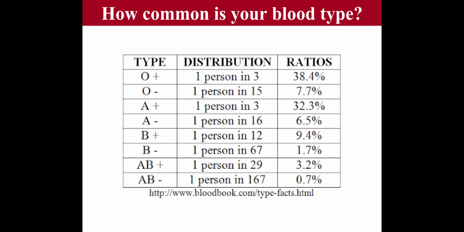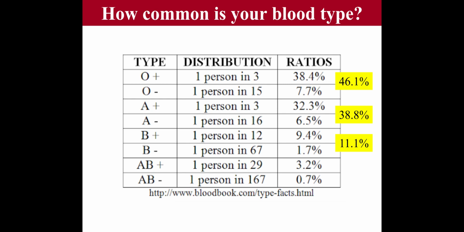So, how common is your blood type? People with type O, about 1 in 3 people are O positive, and 1 in 15 people are O negative. So, type O makes up about 46.1% of the population. A positive is 1 in 3 people, and A negative is 1 in 16, and that makes up 38.8% of the population. B positive, about 1 in 12 people are B positive, and 1 in 67 people are B negative. So a lot more rare. It's only about 11.1% of the population.